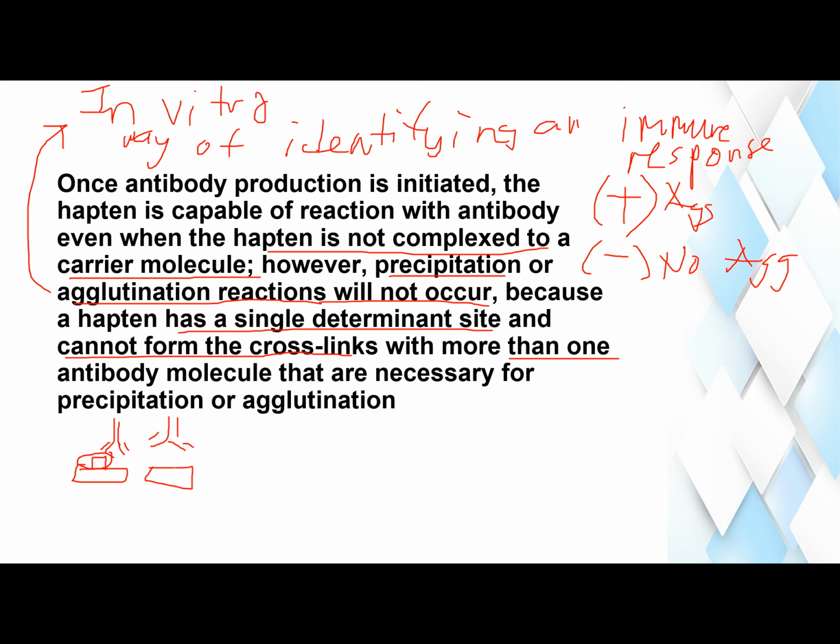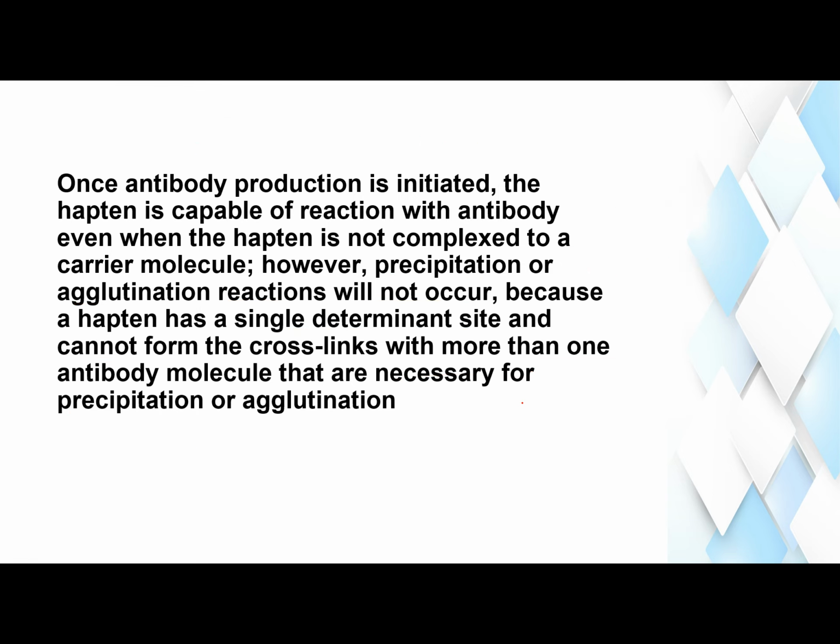This would be another hapten. Let's say this one attaches here, but since there is no determinant site here, it cannot form the crosslink, which is necessary for precipitation or agglutination. So I hope that was clear.